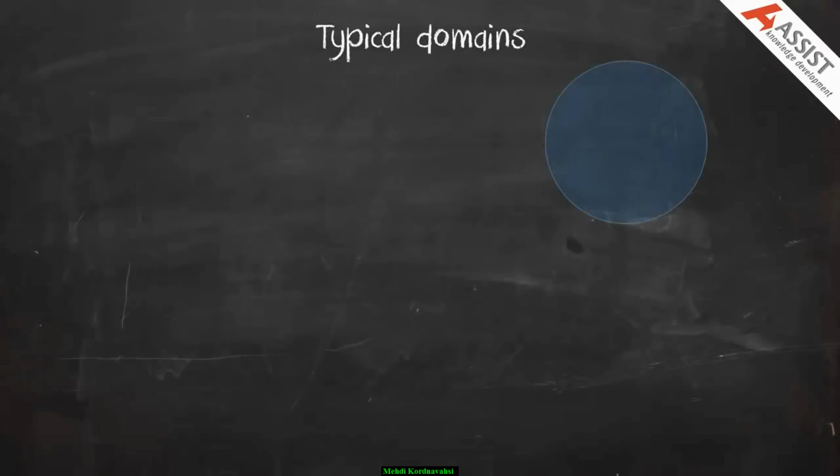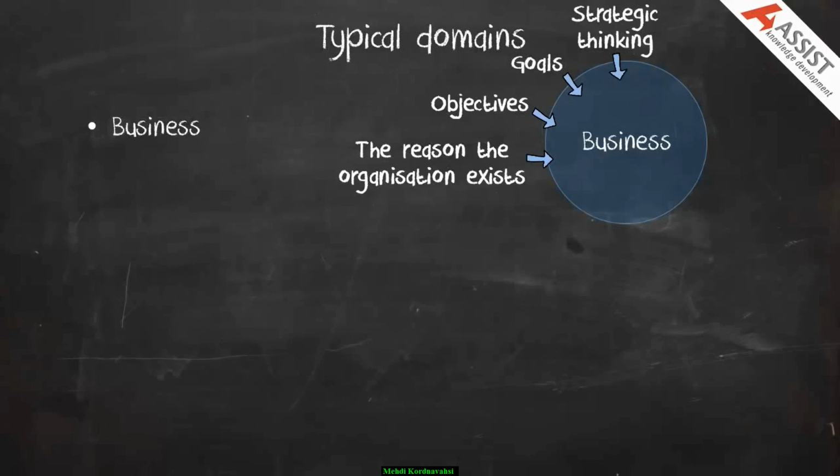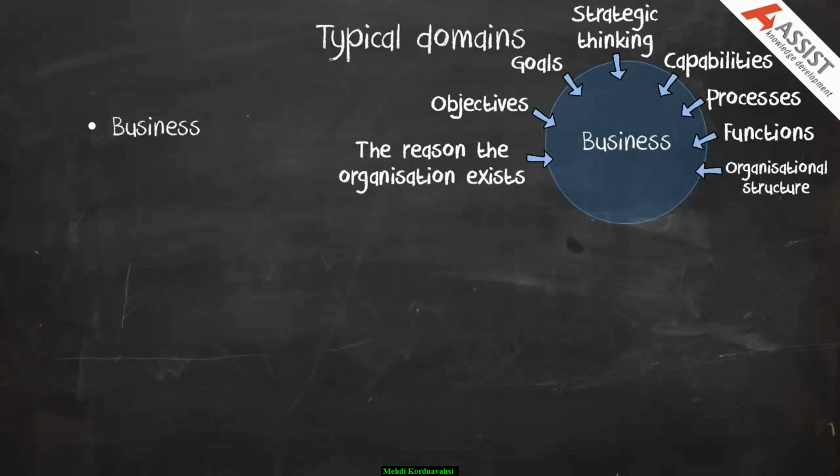The first domain is the business architecture. The point of business architecture is that this is the reason the organisation exists. So it covers things like the business's objectives, goals, strategic thinking, and also then covers things like what capabilities the business has, what processes, what functions, what organisational structure that business domain has.